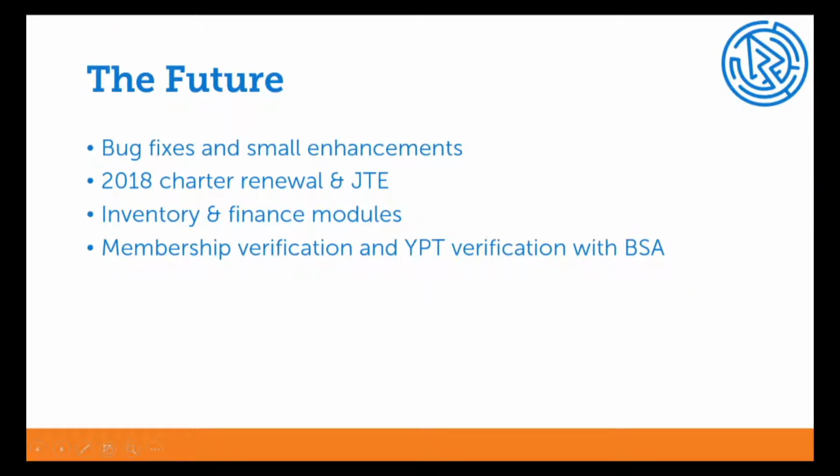So where we're going, some things, we touched on some of these. We are going to be fixing a number of bugs that are in version 4 from the initial release and adding some small features. The notable ones, we're adding the charter and JTE for 2018. That'll be coming out this fall. Inventory and finance will be coming out this fall as well. They're currently in version 3, and they link to the new system. Those will be rewritten into version 4.